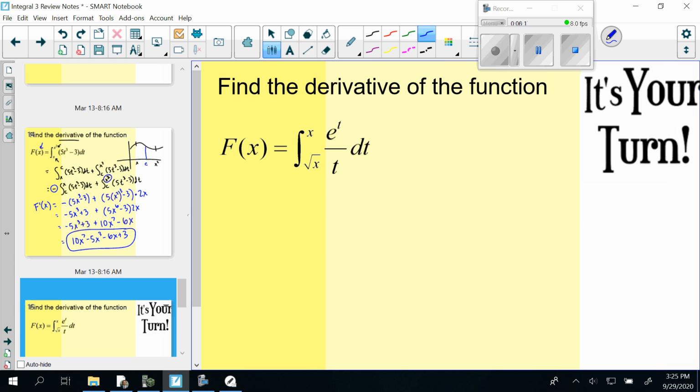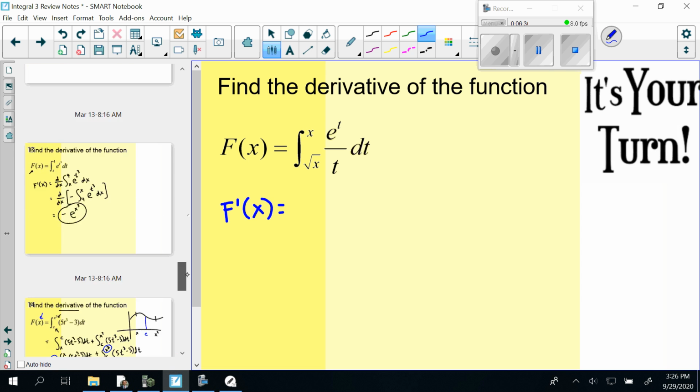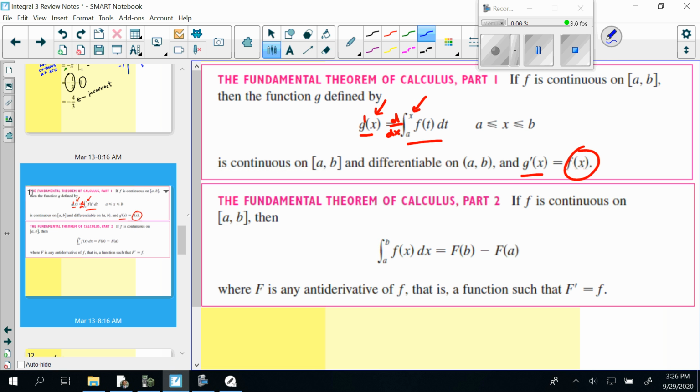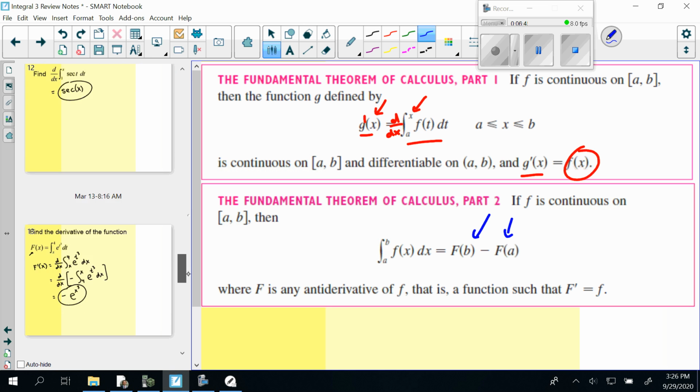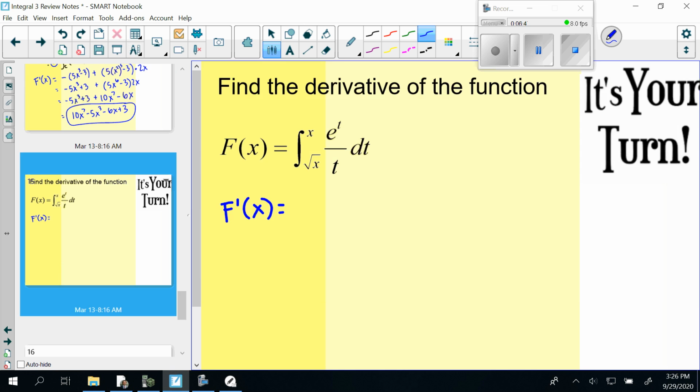All right, let's have you pause and try this one out and see what you come up with here. All right, let's see. Again, derivative of this side, the derivative of x. If you want to split it up like we did in the last problem, you can. Otherwise, it is basically just using the second part of the fundamental theorem of calculus, where it's going to be the one on top minus the one on bottom. But you do have to apply chain rule with this one.